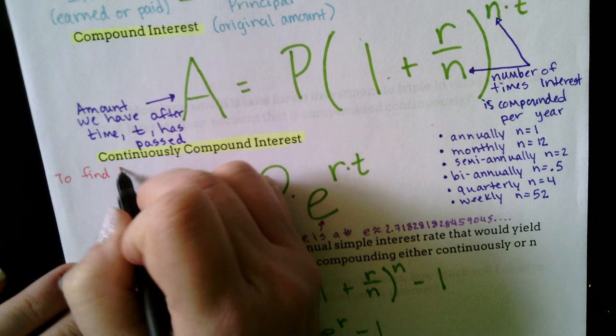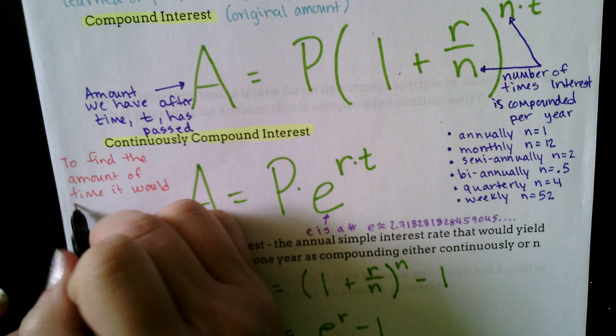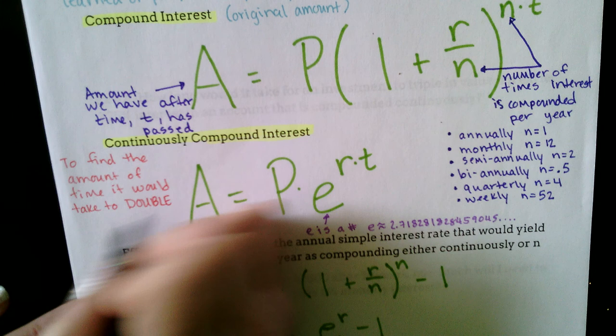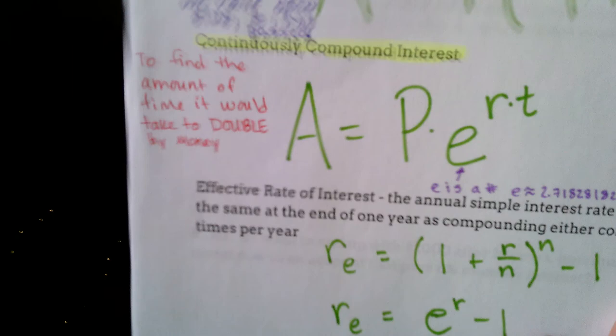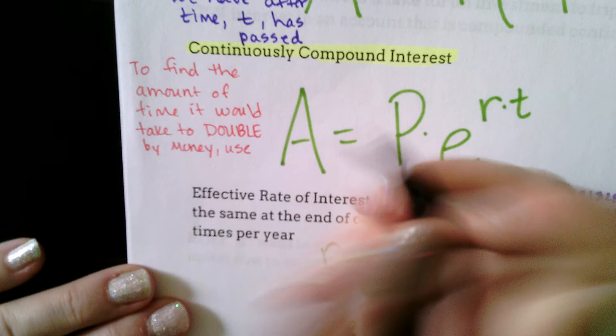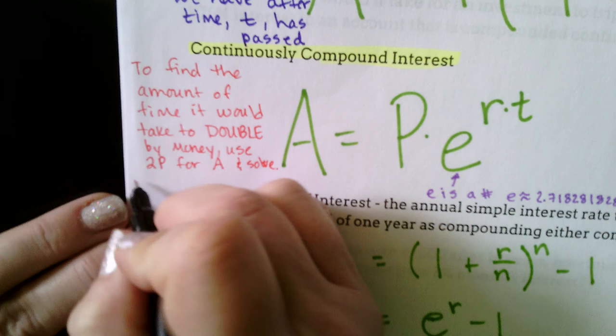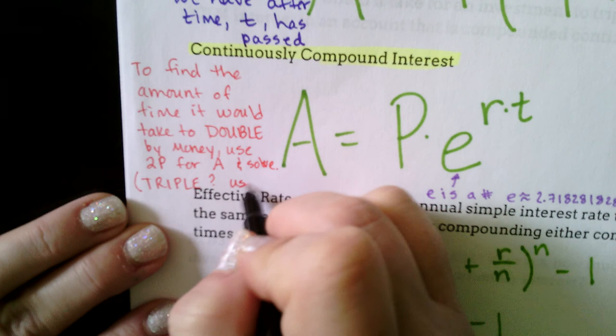To find the amount of time it would take for my money to double my money, we don't have to know how much we're starting with. It will end up being the same no matter what you start with. What we're going to do is we're going to use 2P for A and then solve. And then also you can figure it out for tripling your money. We would just use 3P for A. We'll get to see an example of that.